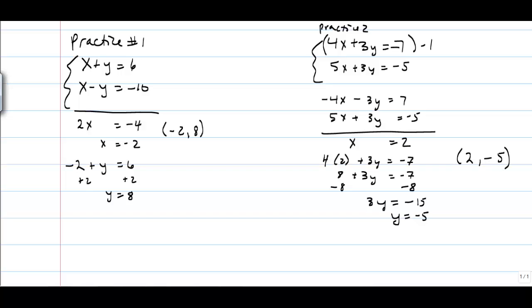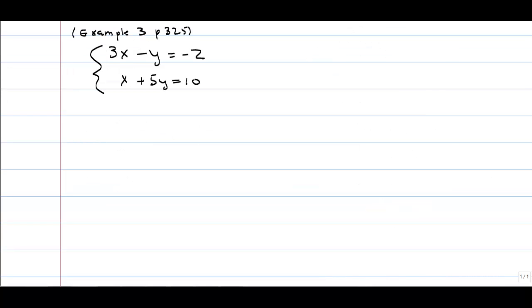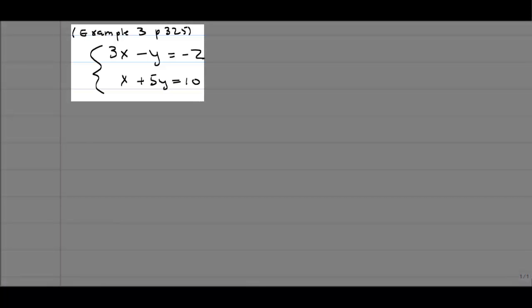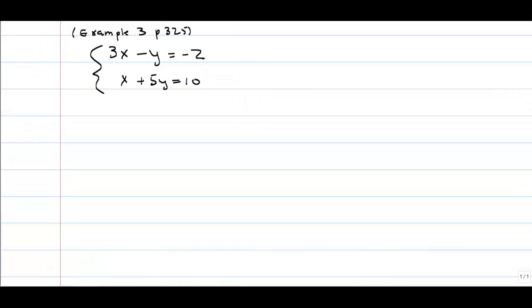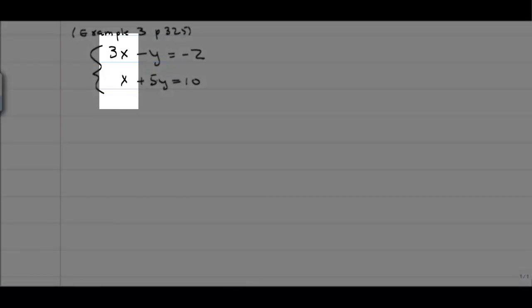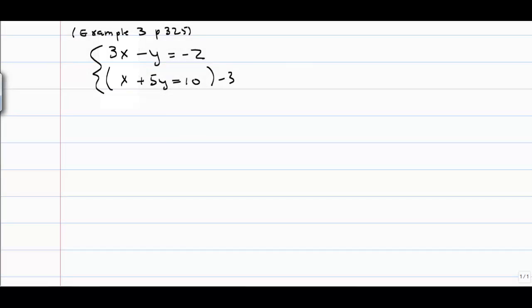Again, I could check these by taking this solution and plugging it into both equation 1 and equation 2 and making sure that it was in fact equal. Sometimes we'll have to multiply by something other than -1. For example, on example 3 on page 325, we're going to have to multiply the second equation. What the book does is it multiplies the second equation by -3. By multiplying the second equation by -3, we see that 3x minus 3x would be equal to 0.